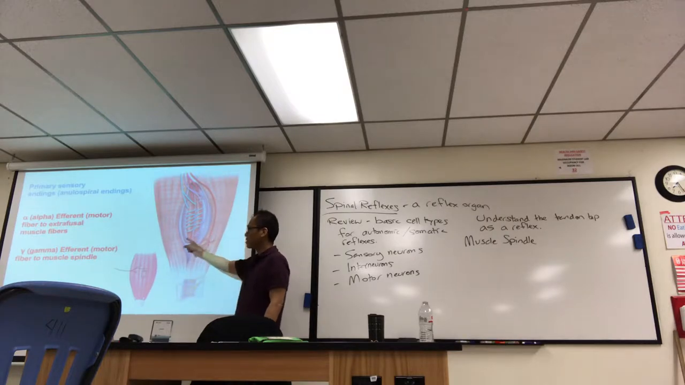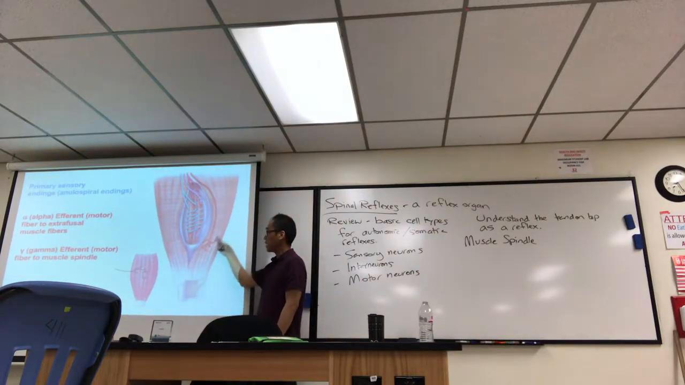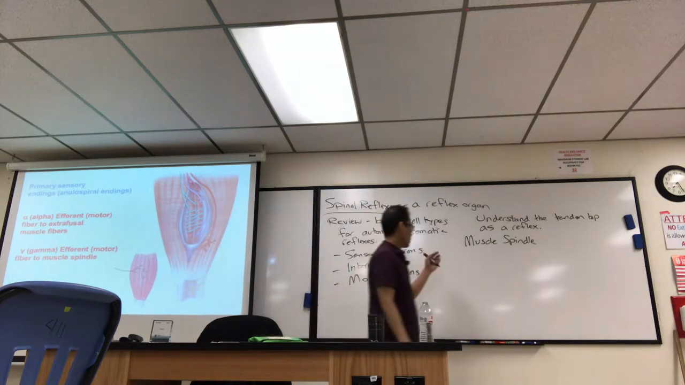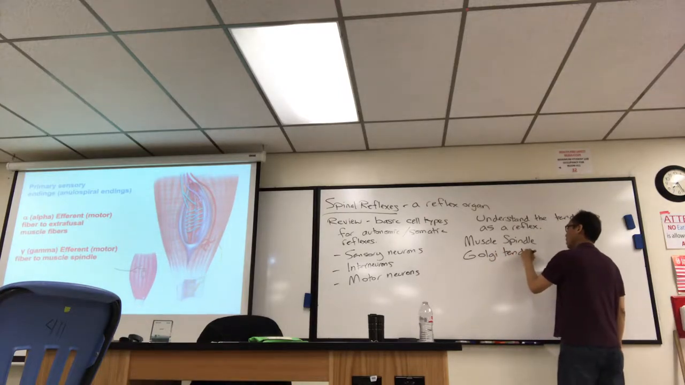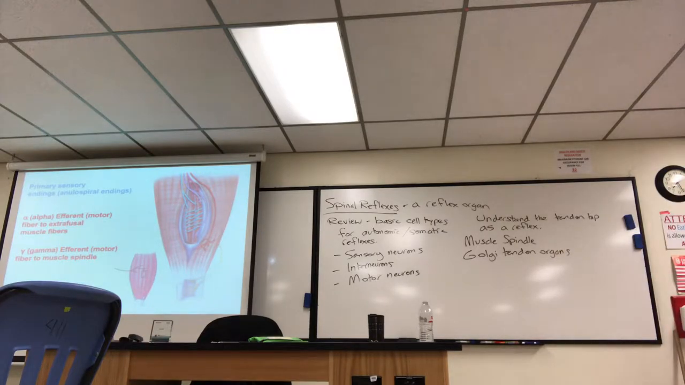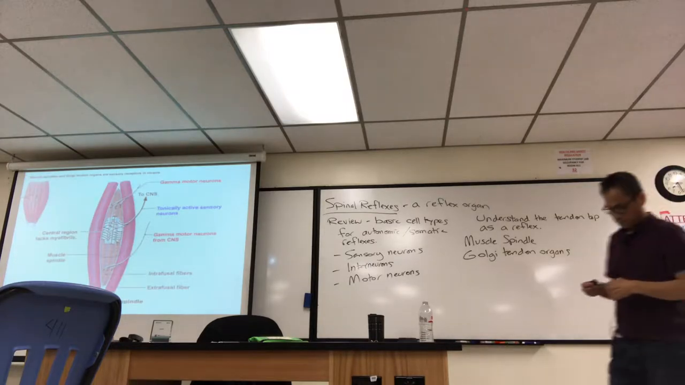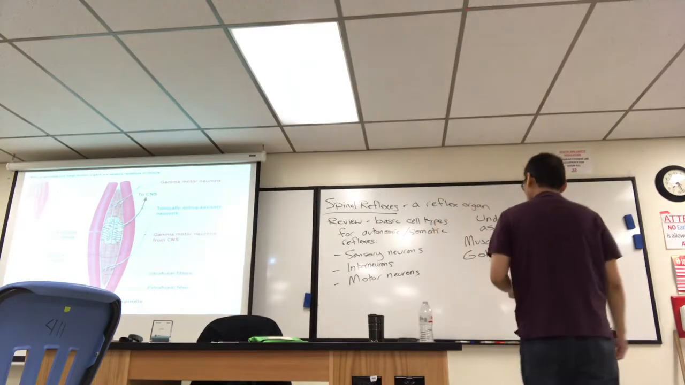I haven't talked about this. We talked about skeletal muscle, but we did not talk about the muscle spindles. We talked about tendons, the connective tissue that attaches muscle to bone, but we did not talk about the sensory neurons within the tendon called the GTOs. So in the first part of this lecture, I'll spend a lot of time talking about muscle spindles and something called Golgi tendon organs. Okay, so muscle spindles first.